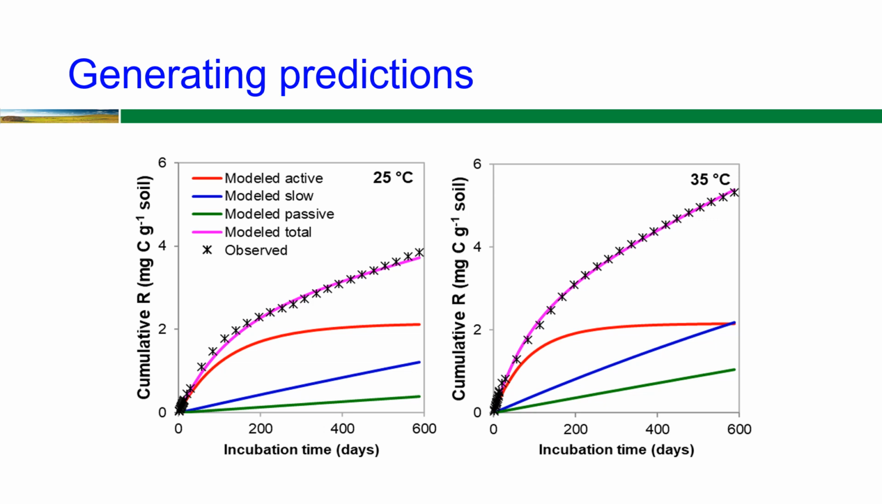With the constrained model, we can also simulate the dynamics of different carbon pools during the incubation. From this figure, we can tell that the active pool dominates the CO2 emission at the early stage and is depleted very fast. At the end of incubation, the cumulative CO2 emission from the active pool is similar between 25 and 35 degrees Celsius. The contributions of the slow and passive pools to CO2 emissions gradually increased after the active pool is depleted.